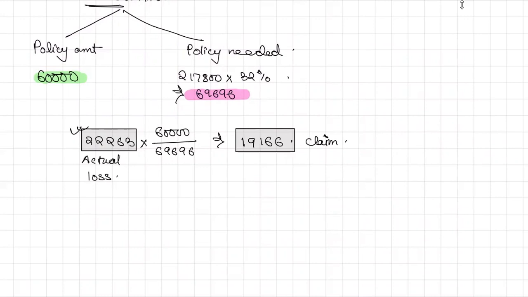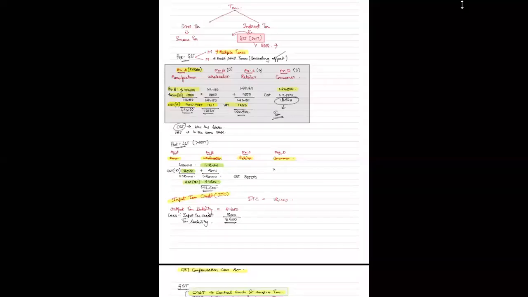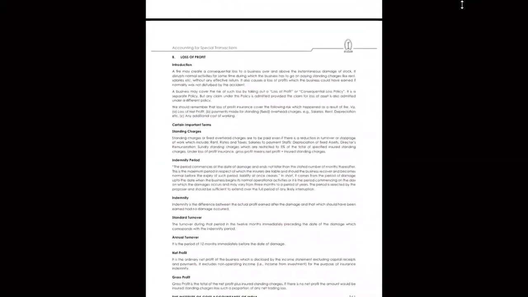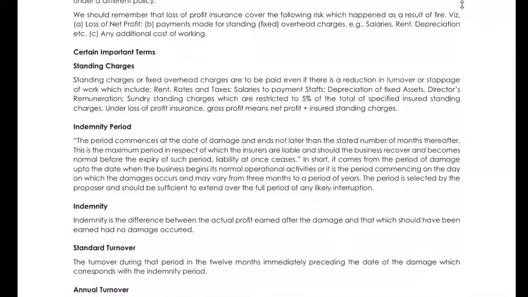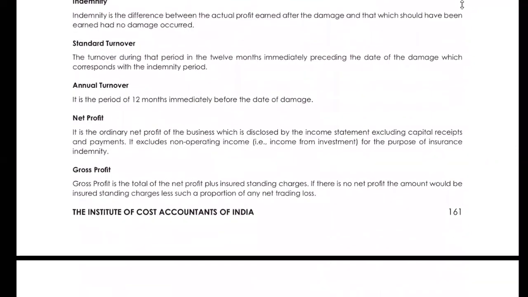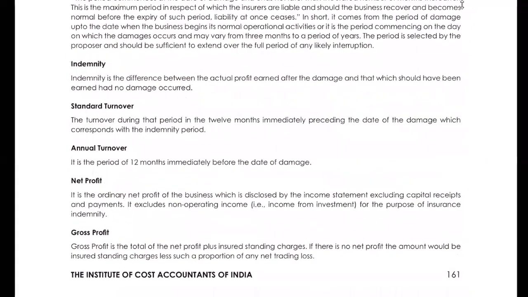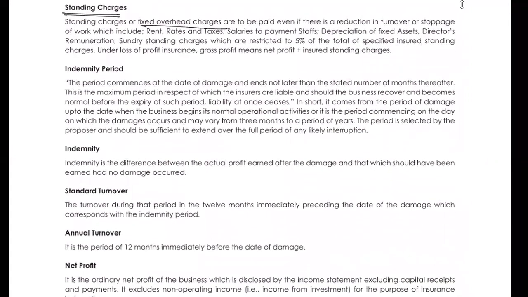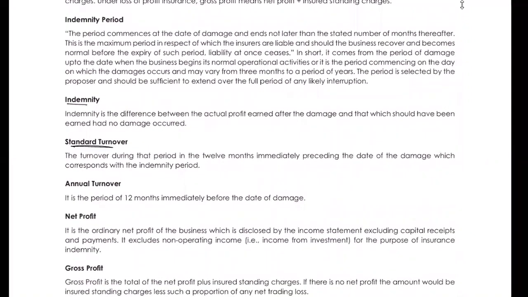If you have got only 10% of it, that's more than enough, because once you see the formula, this will redirect you to everything. See, now I'll see standing charges. We have discussed this. Fixed overhead charges. Indemnity period we'll discuss. Don't worry, indemnity will discuss.